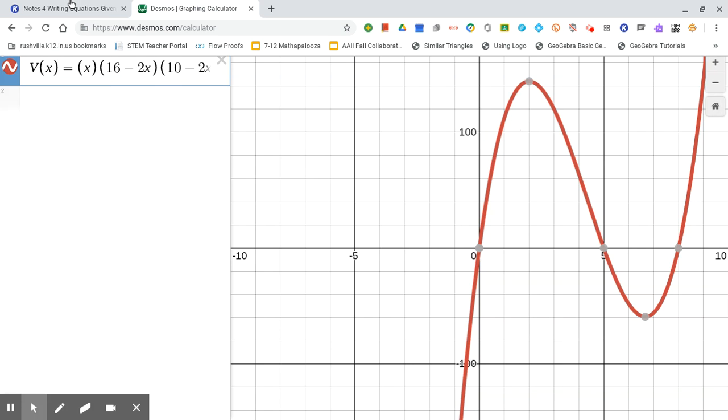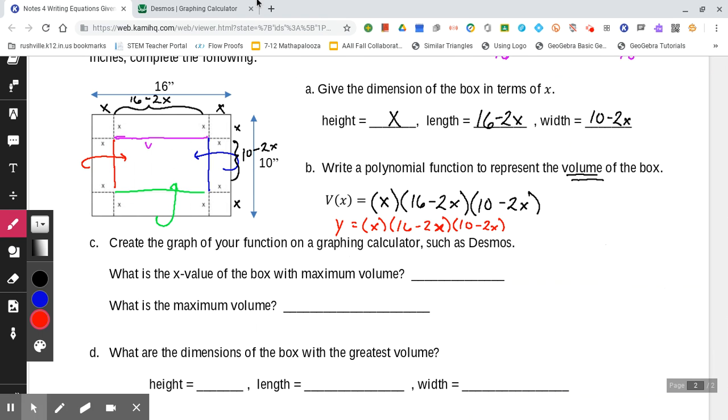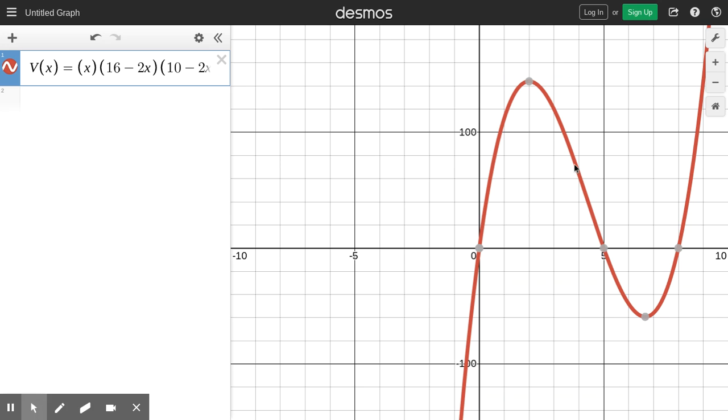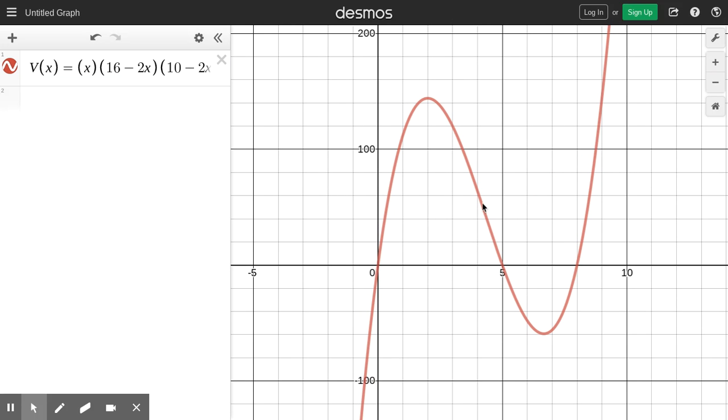So let's go back to our scenario and see what we were being asked. We were asked, what is the x value of the box with the maximum volume? Well, if this graph is representing our volume, where would a maximum occur? If you remember, we talked about maximum and minimum values, and those happened at turning points. And so when we look at this graph, we see that it turns right here at 144.